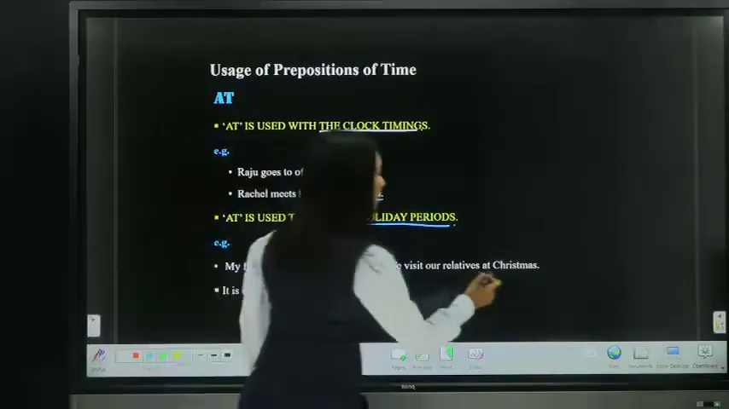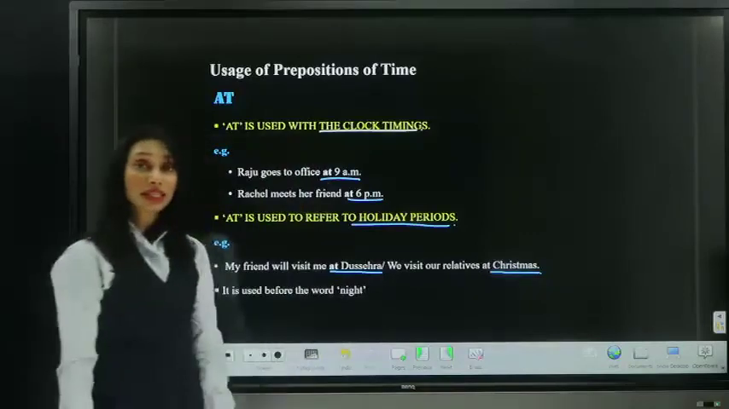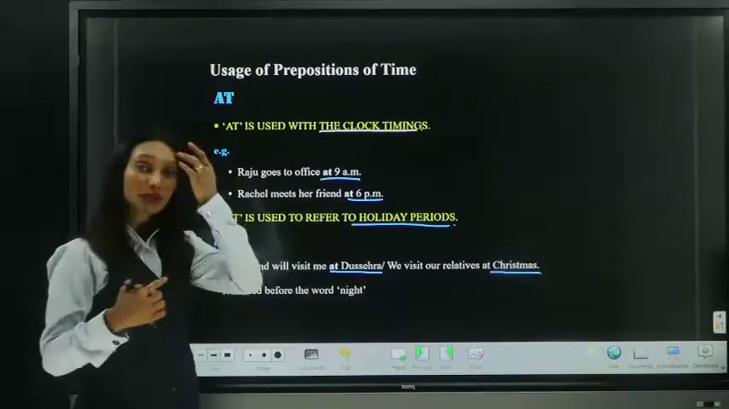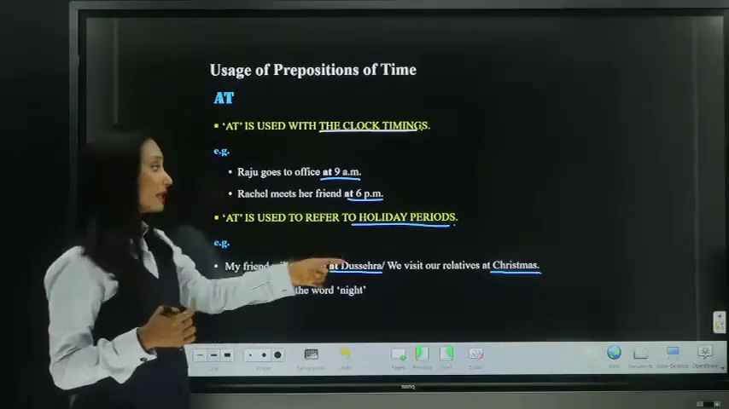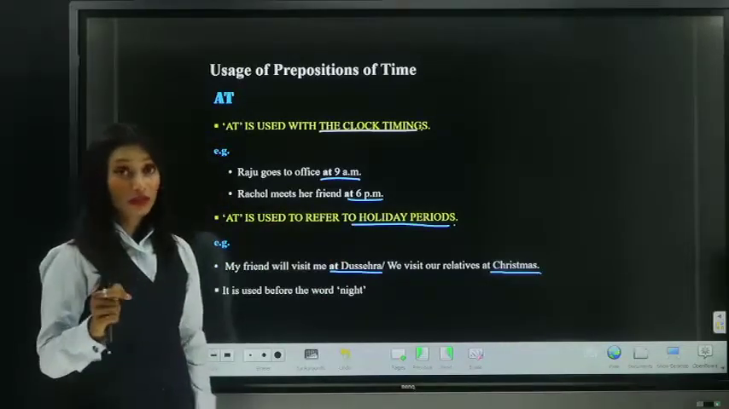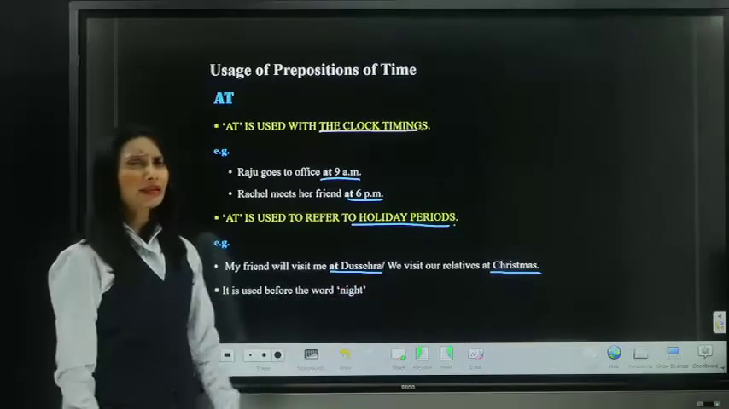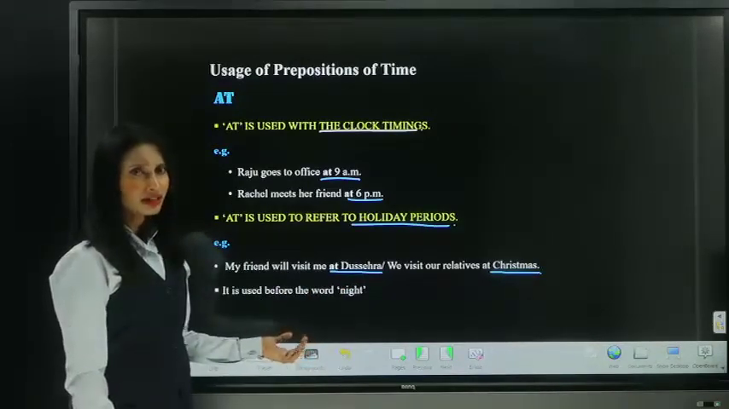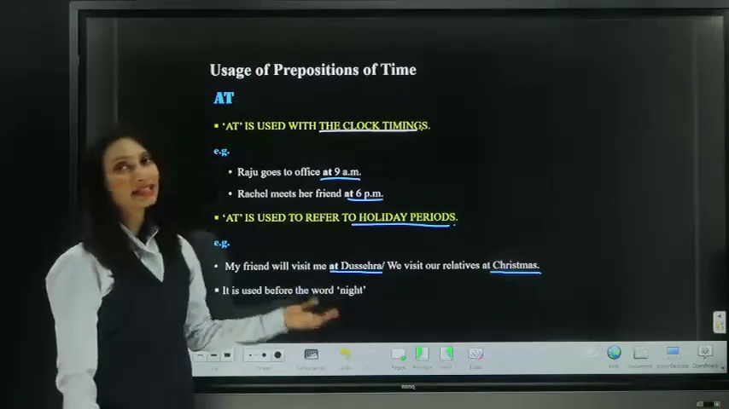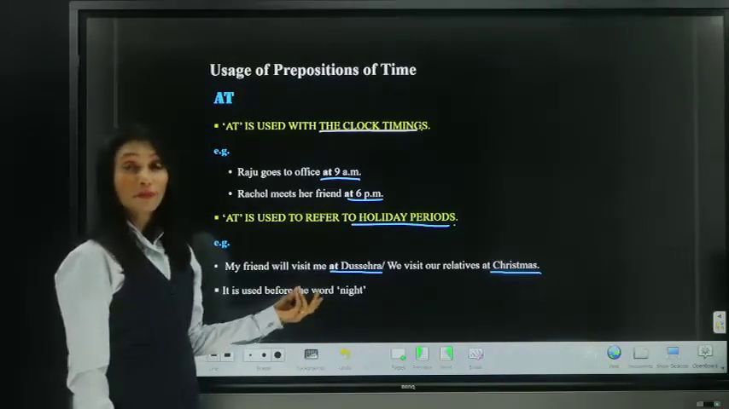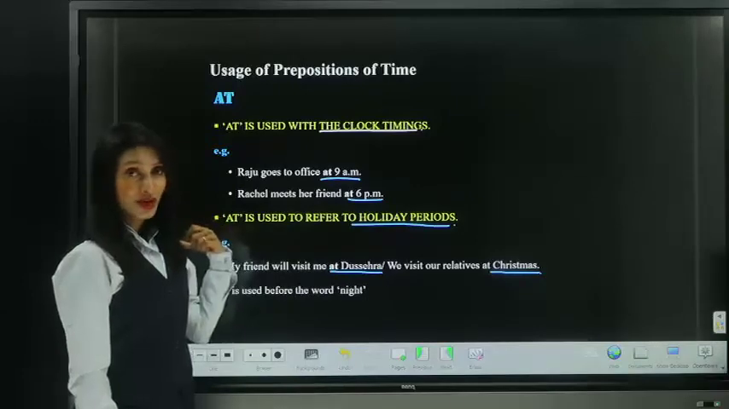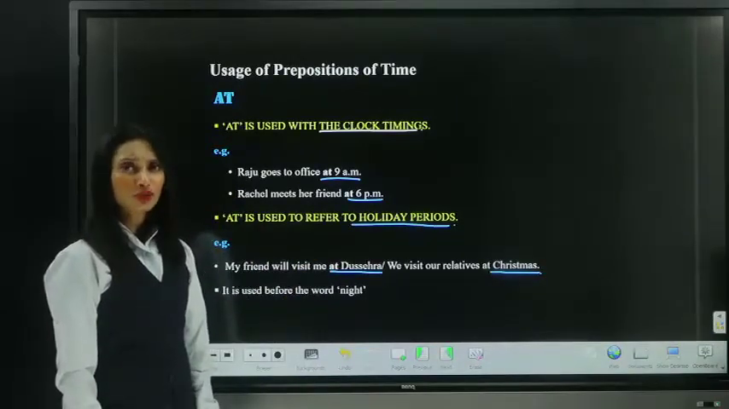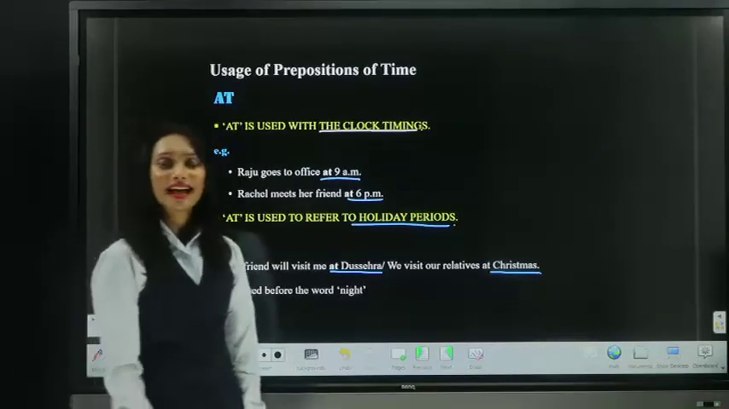We visit our relatives at Christmas. It doesn't mean on the day of Christmas. It means during Christmas holidays. So to indicate holiday period, we use at. And already we have discussed, at is also used before words like night, midnight, noon, midday, sunrise, sunset, dawn, dusk, etc. Our watchman comes to work at night.